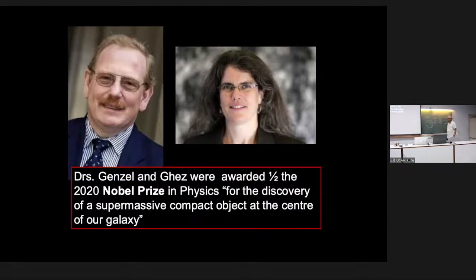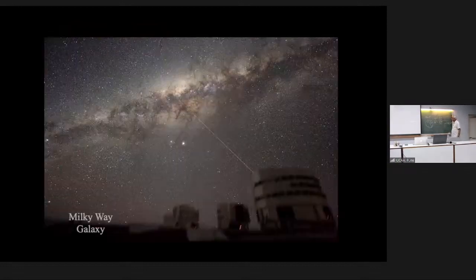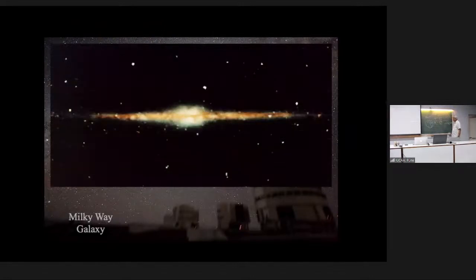This is work done by Genzel and Ghez, for which they got half a Nobel Prize in 2020, and the other half went to Penrose. This is our galaxy at near infrared wavelengths. It's a panoramic picture, meaning you can see the disk of the galaxy, the Akash Ganga, and then you point the camera there and get the picture.